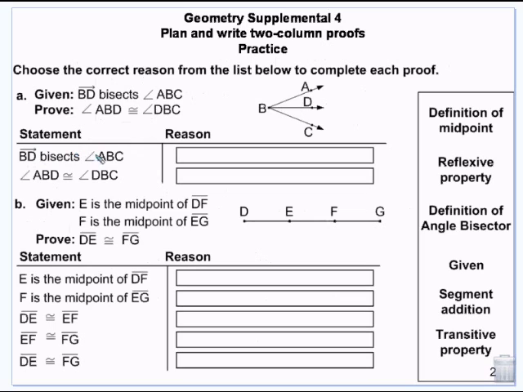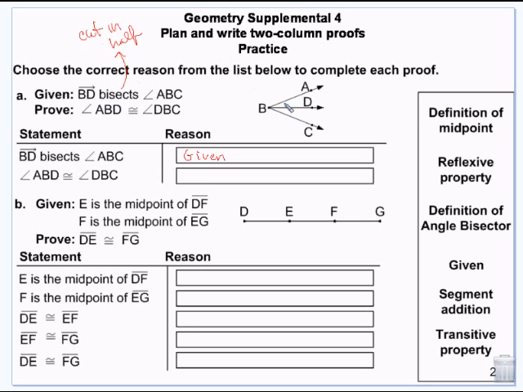Okay, I have BD bisects ABC. Given. Okay, so now BD bisects ABC. What does bisect mean? Not quite. It's a specific kind of between. If I bisect something, I've cut it in two, but I've cut it in half, right? So bisect is to cut in half.